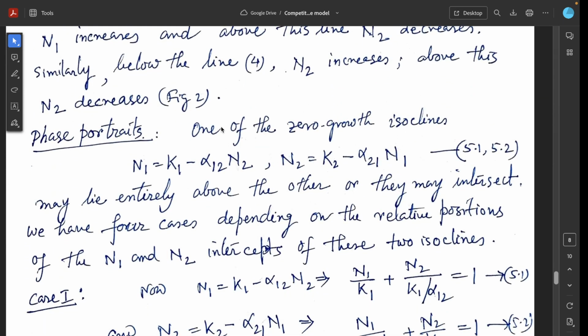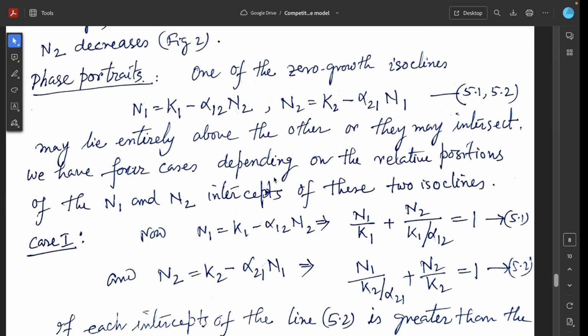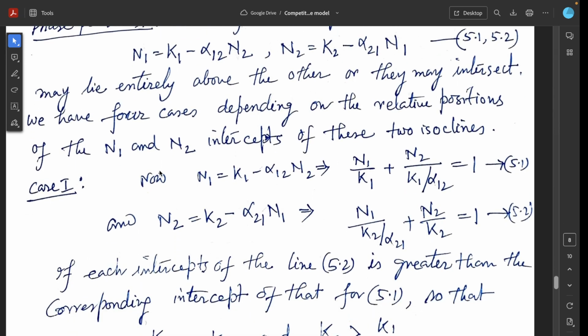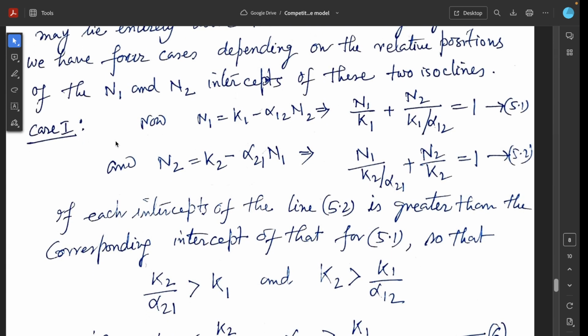Now, in the phase portrait, the zero growth isoclines, N1 equals this and N2 equals this, may lie entirely above the other or they may intersect. We have four cases depending on the relative positions of the N1 and N2 intercepts of these two isoclines. First case: N1 equals K1 minus alpha 1 2 N2, that is N1 by K1 plus N2 by K1 over alpha 1 2 equals 1. And the second line, N2 equals K2 minus alpha 2 1 N1, that is N1 by this plus N2 by this equals 1.